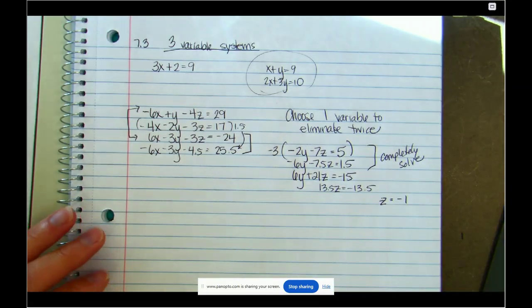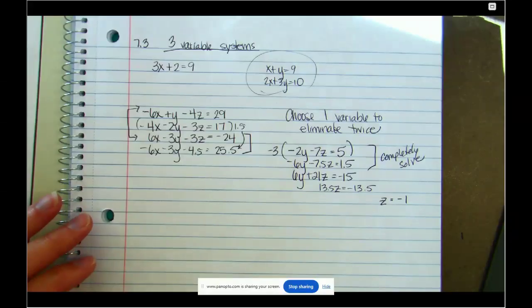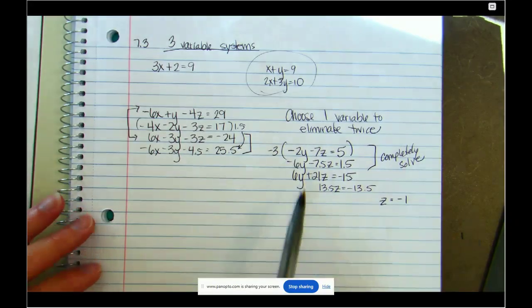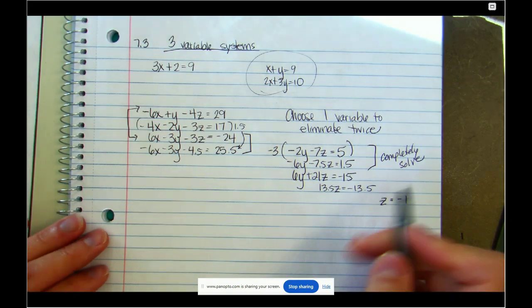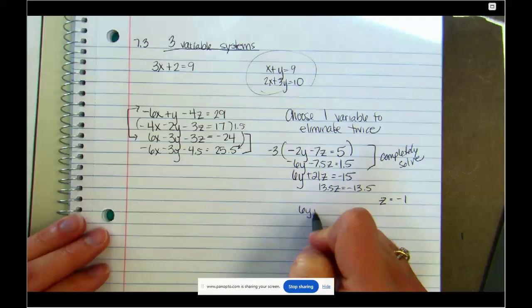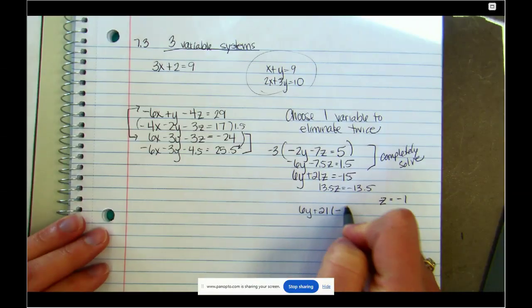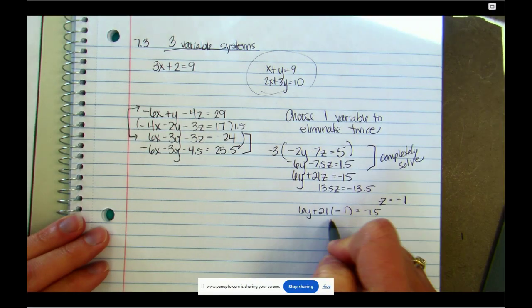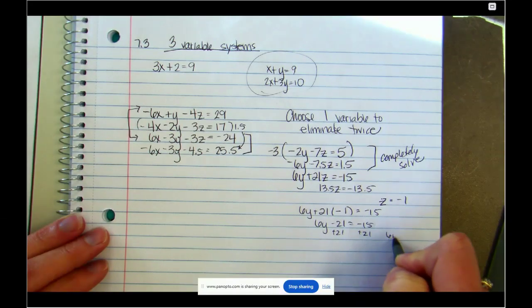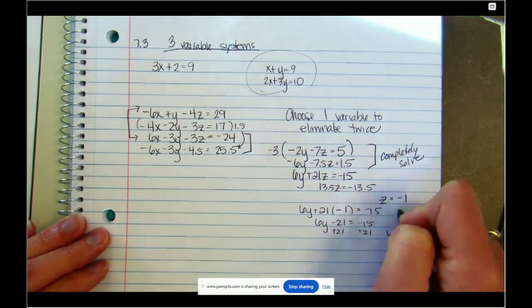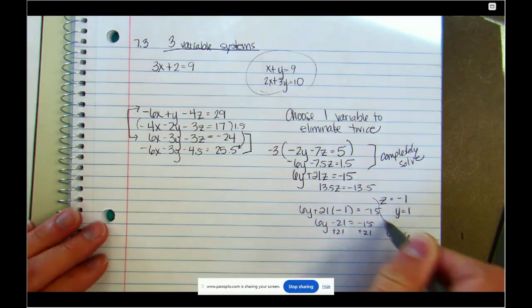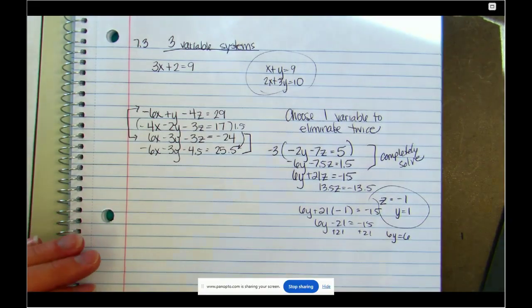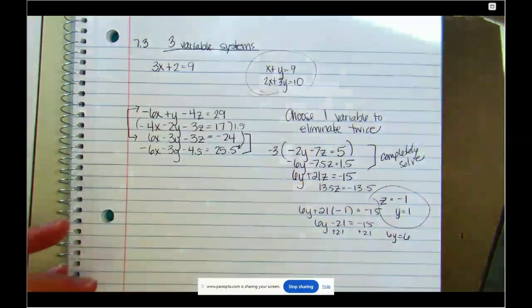Okay, so then you go, remember, this is just elimination. You're going to go back and plug it in to one of those guys and figure out what y is. So 6y plus 21 times negative 1 equals negative 15. So 6y minus 21, negative 15 plus 21. So 6y equals 6, so y is 1. Once you're done with that, you take both of those and plug them back into the original to get x.